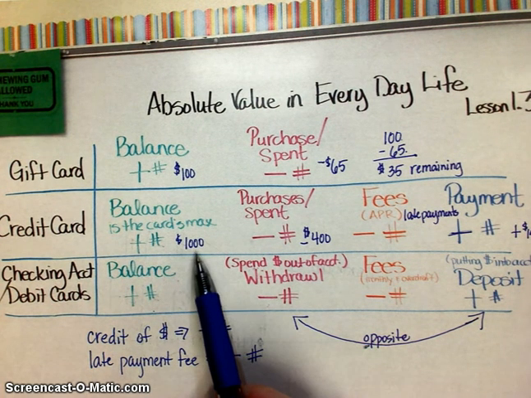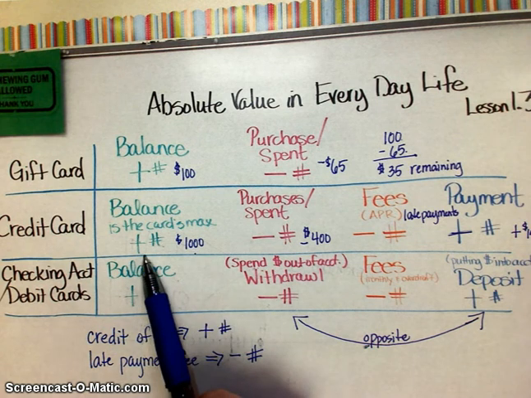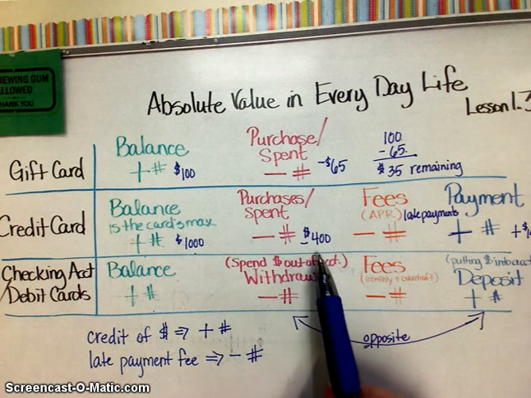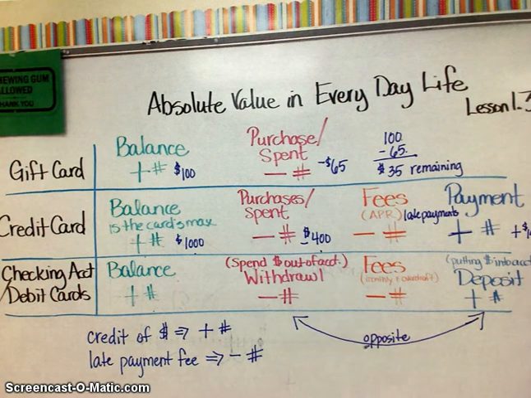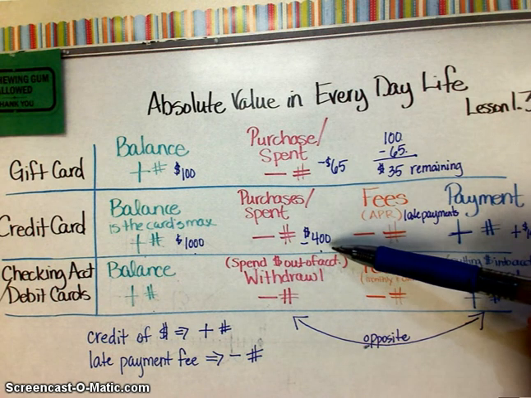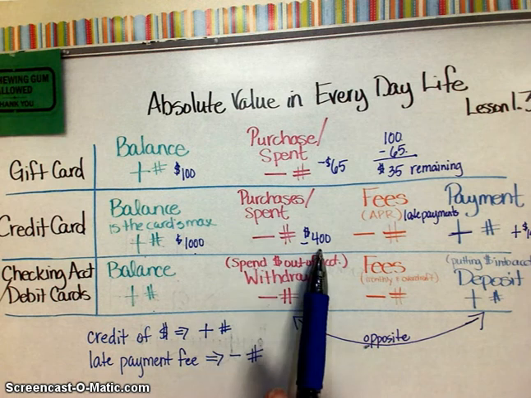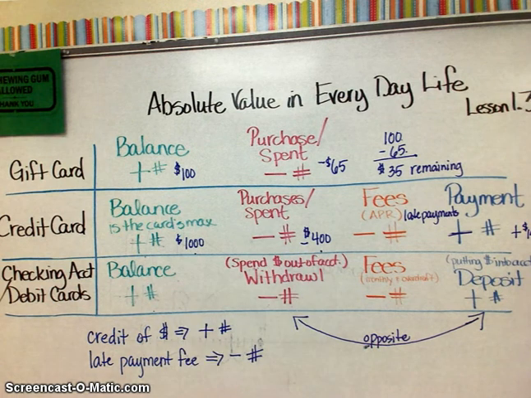So let's just say that we have a $1,000 balance. That is a positive number. You have $1,000 to spend. But you go to Sam's and you buy a 54-inch TV on sale for $400. That is a purchase that you have made and money that you have spent. And so that becomes a negative number. You are subtracting $400 from the original balance that you started off with.